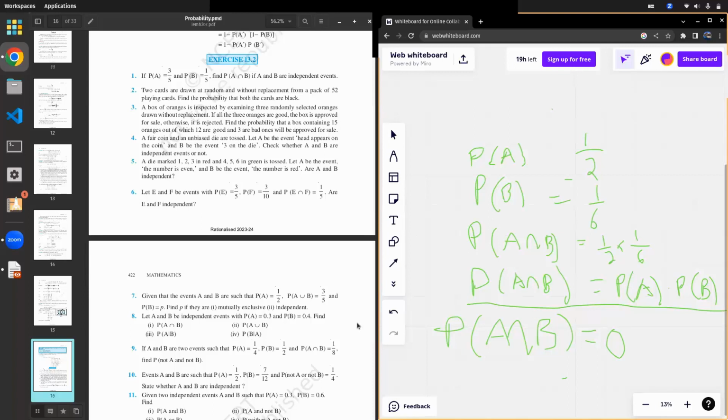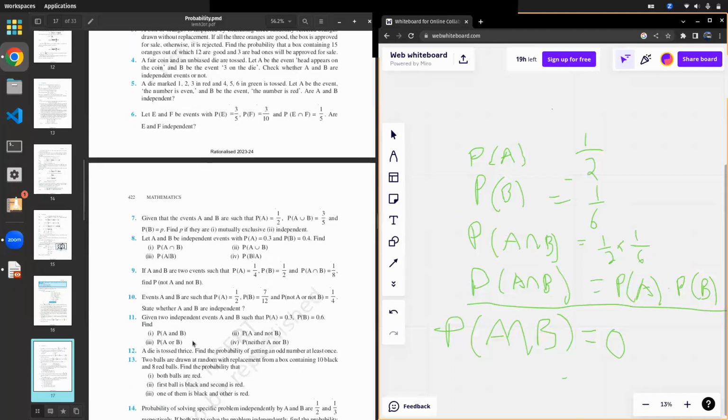Let A and B be independent events with P of A equal to 0.3 and P of B equal to 0.4. Find A intersection B. This is simply the product of A and B. And P of A union B can be found by using the general formula: P of A union B is equal to P of A plus P of B minus P of A intersection B. Next, the conditional probability can be calculated by using the direct formula.